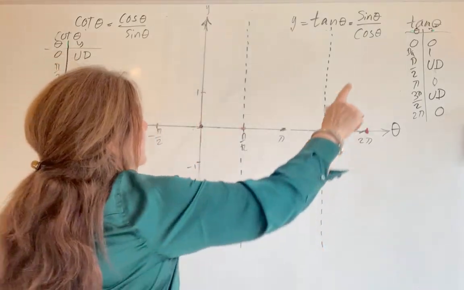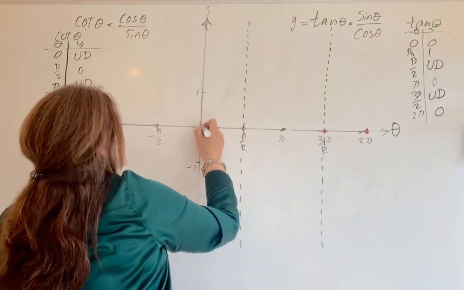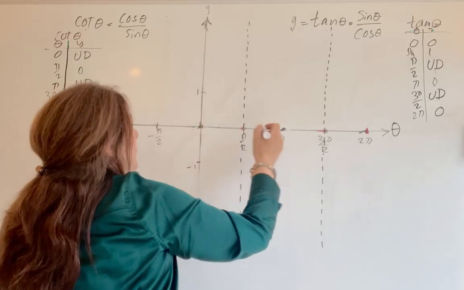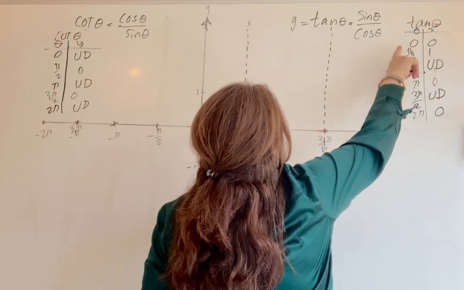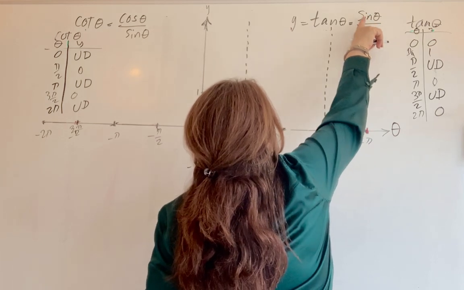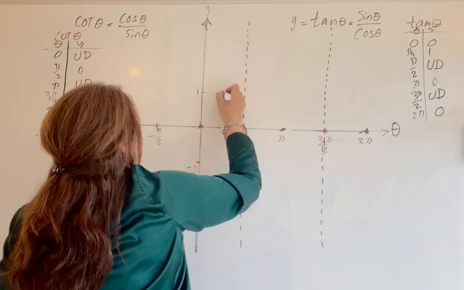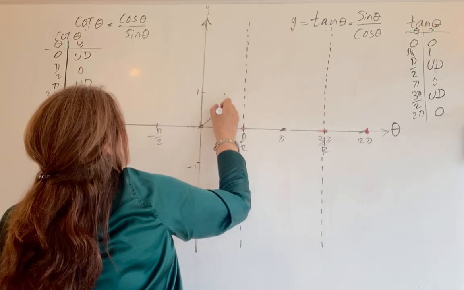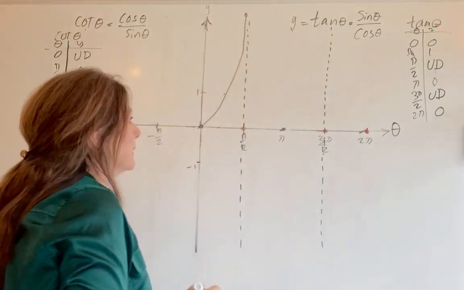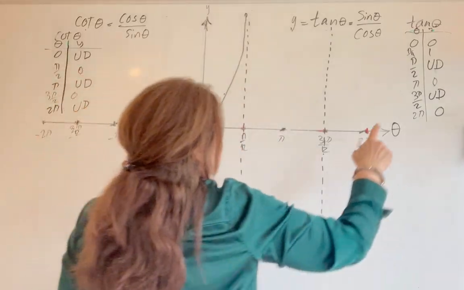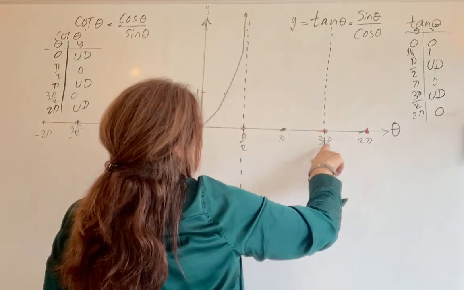When sine is 0, tangent is 0. At this point it is 0 because sine is 0. Then at pi over 2 it is undefined. At pi over 4, sine and cosine are equal, so it gets 1. It passes through this point and goes up along the line this way. Again, this part gets 0 and it is undefined at this one.